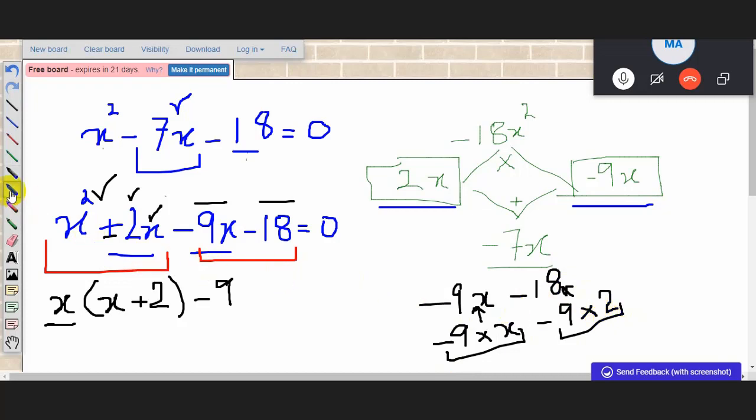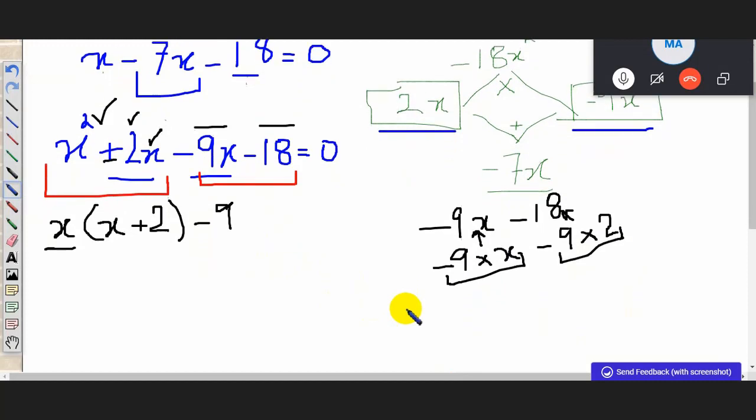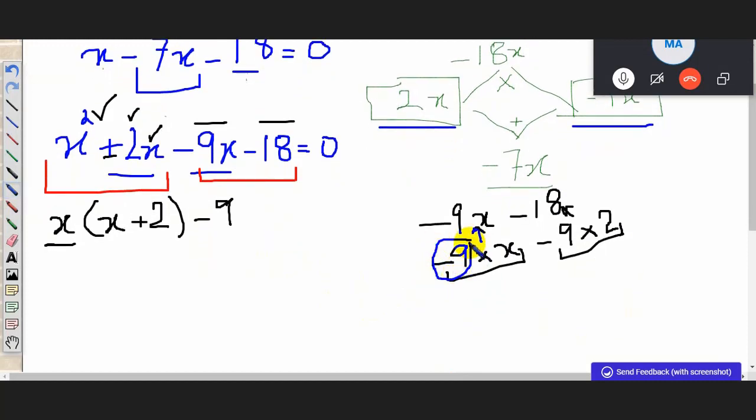Now tell me, can I write it like this? And now see, there is negative 9 with both the terms, which means negative 9 is common, right? So I took negative 9 as common, and then in the bracket, what's left? Just look at what I am marking: x and positive 2. And then equals 0.